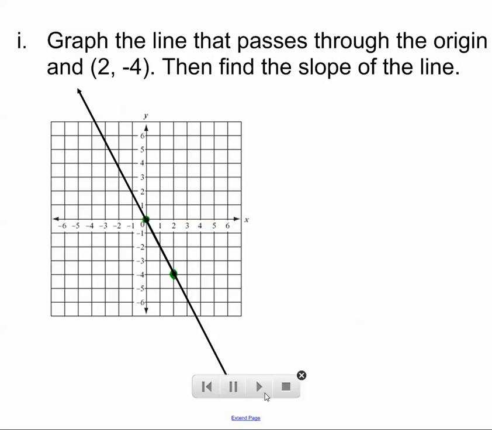And then we're going to find the slope of this line. Okay, rise over run. It actually doesn't rise, it falls. So its rise is -4. And its run is 2. That's a slope of -2. Okay, so lines that go down from left to right have negative slopes. Examples E through G, all of them went up, so they all had positive slopes. But this one goes down, so it's got a negative slope.